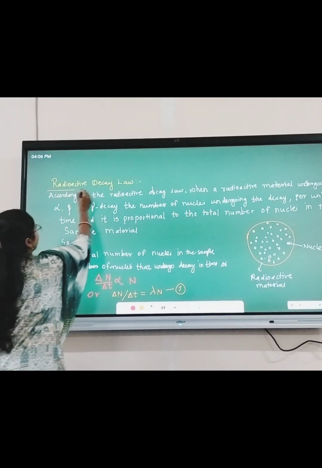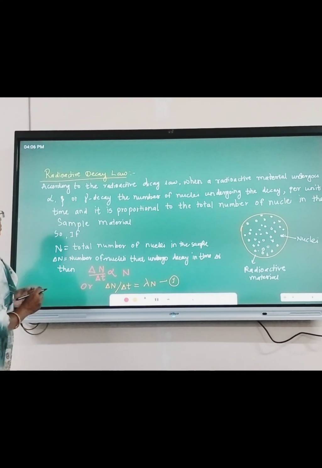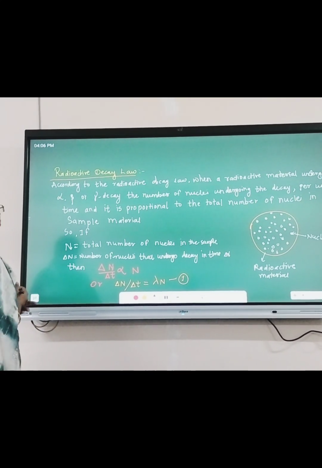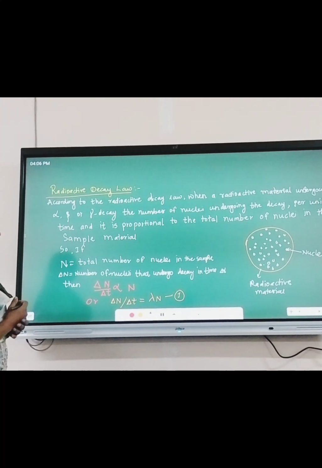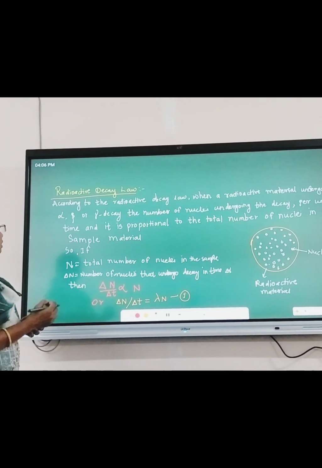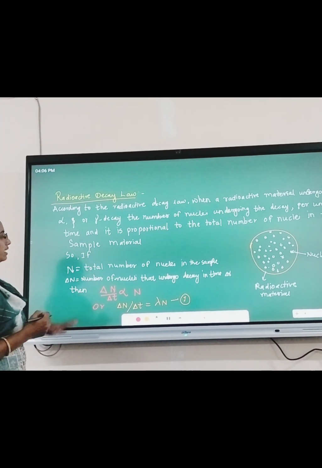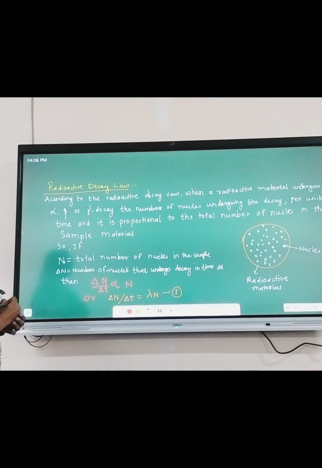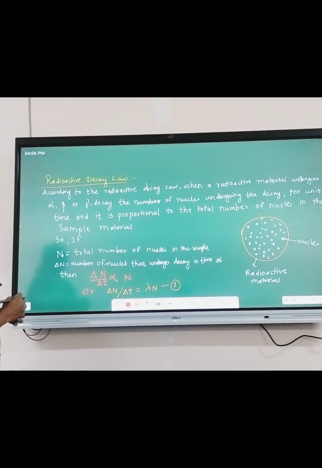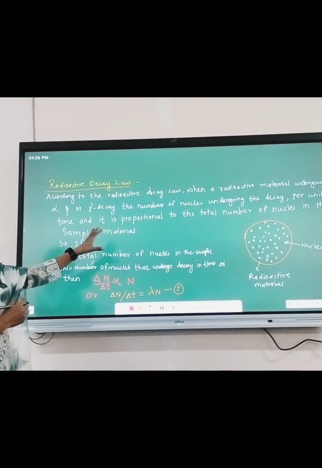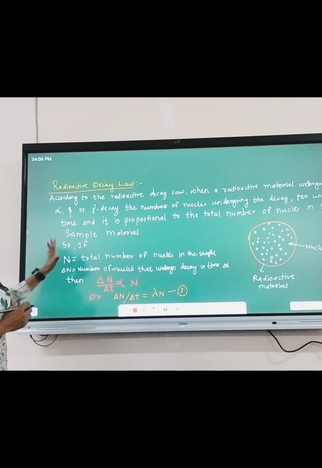Then the next is radioactive decay. The concept of radioactive decay: according to the radioactive decay law, when a radioactive material undergoes alpha, beta, or gamma decay, the number of nuclei undergoing the decay per unit time is proportional to the total number of nuclei in the sample material.